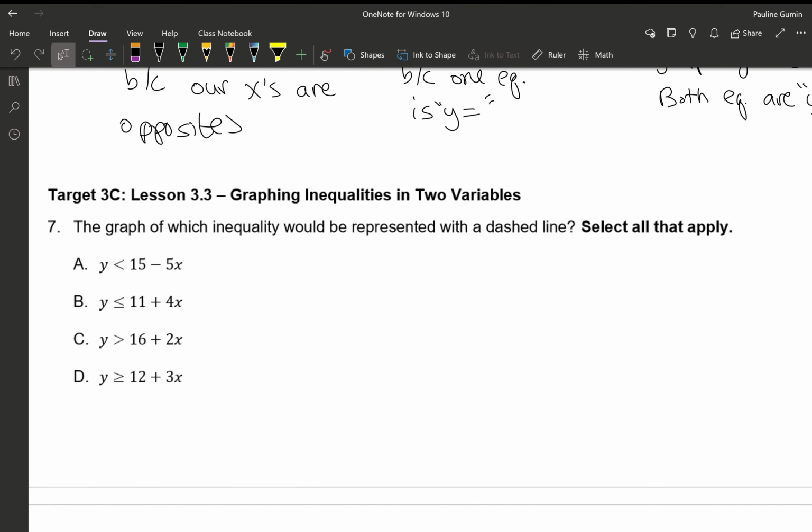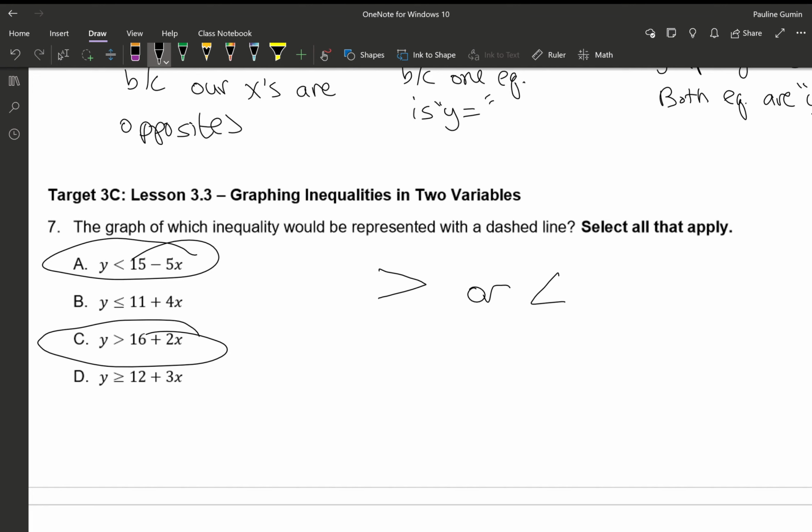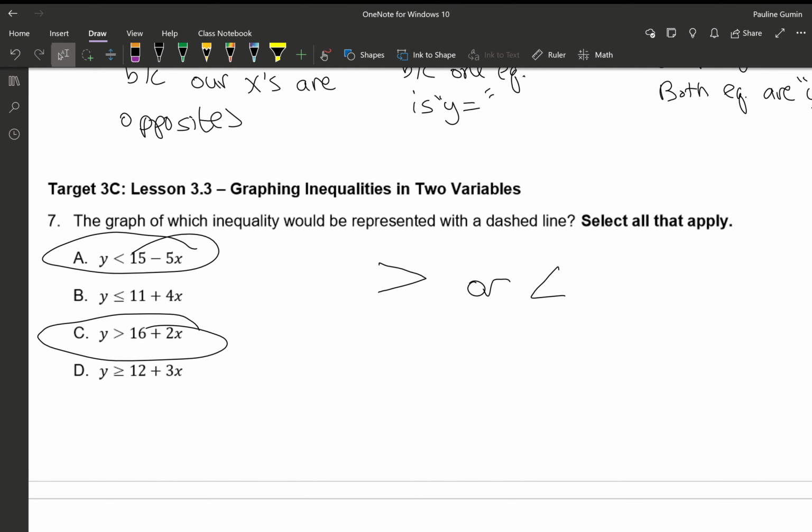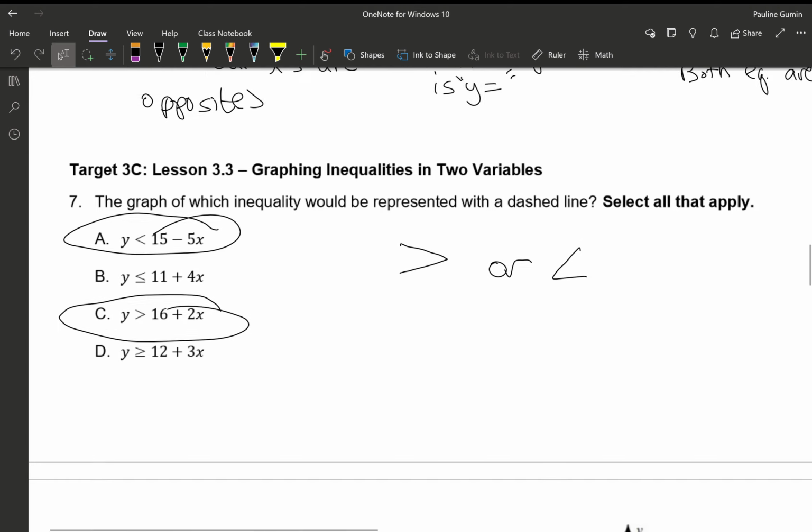Okay, onwards we go to number 7. The graph of which inequality would be best represented with a dashed line? All right, well, the inequalities that are represented with dashed lines would have a symbol like this or a symbol like that. So let's find them. Letter A has a symbol like that, and so does letter C. The way I remember this is solid lines on a graph are represented with solid lines in our inequality. So if you look at letter B and letter D, both of those symbols have a solid line underneath. So if it's dashed, it does not have a solid line underneath it.